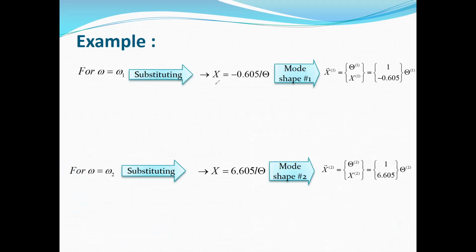If you substitute, you can extract this relation. Omega is equal to omega 1, so we can conclude that the amplitude of x is equal to minus 0.6 times L times theta, or amplitude of theta. So this is the first mode shape, and for the second mode shape, we substitute omega equal to omega 2 into equation 1 in the previous slide. Then we can conclude that the amplitude of x is equal to 6.6 times L times amplitude of theta. And this is the second mode shape. Okay, so these are the natural frequencies and mode shapes for this system.